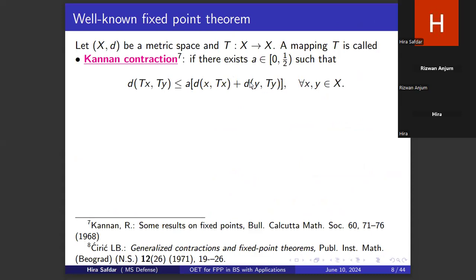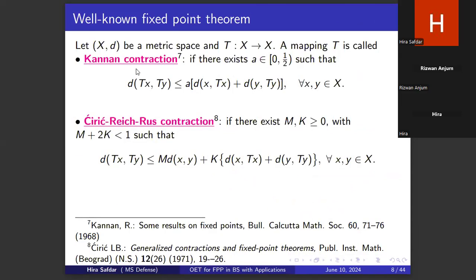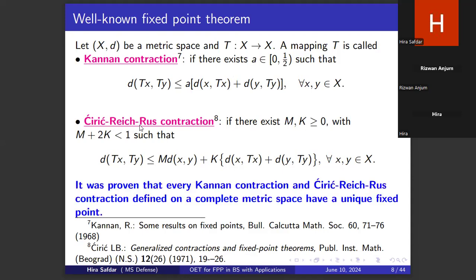Kannan contraction. This contraction is said to be the Kannan contraction. Reich contraction is the combination of Banach contraction and Kannan contraction. So the combination of Banach and Kannan is said to be the Reich contraction. It was proven that every Kannan contraction and Reich contraction defined on a complete metric space have a unique fixed point.